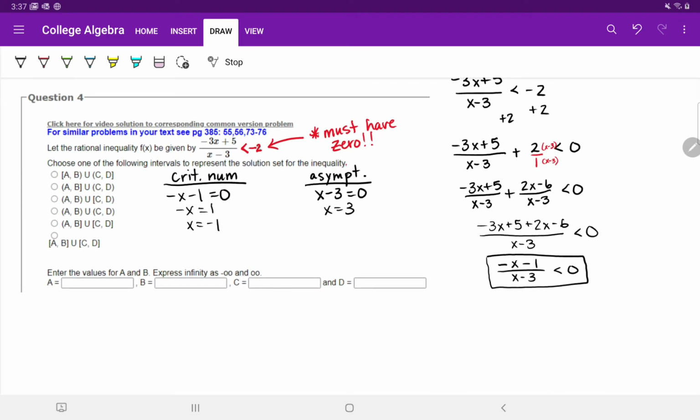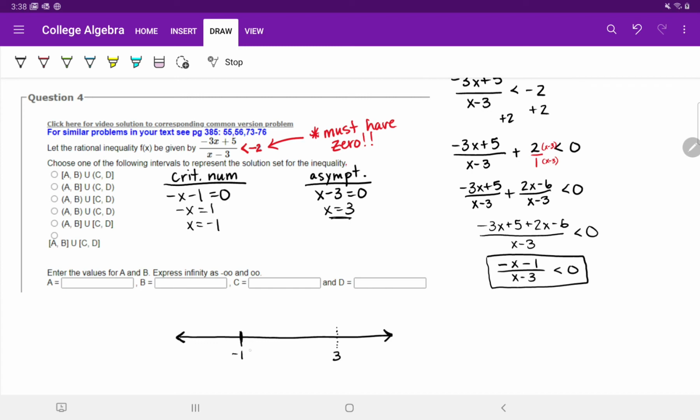I'm going to draw an x-axis, and we're going to mark both of these on our x-axis. So -1 is a critical number. That is a place where my graph crosses the x-axis. The other point, 3, is not a place where my graph equals 0. It's a place where my graph is undefined. So instead of drawing a solid line here, I'm going to put a dotted line. So I've got a break at 3, and I've got a critical number at -1.